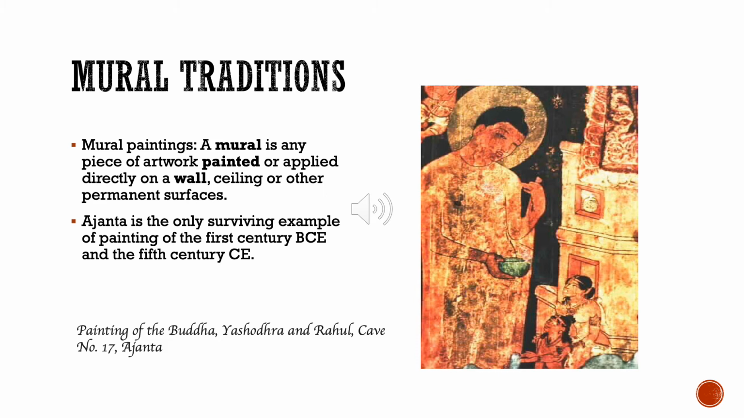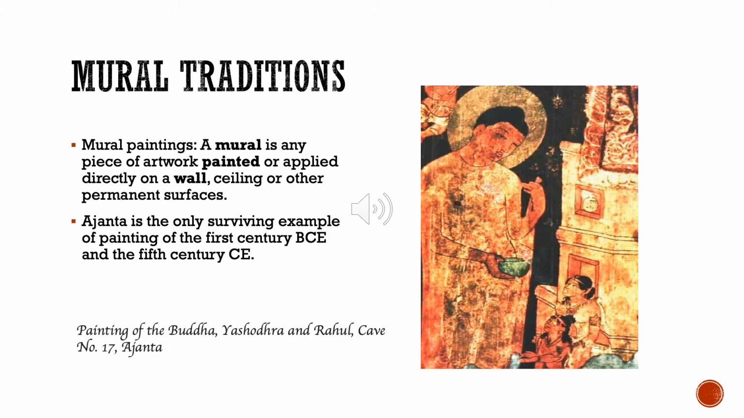Mural paintings. A mural is any piece of artwork painted or applied directly on a wall, ceiling or other permanent surfaces. Ajanta is the only surviving example of painting from the 1st century BC to the 5th century CE. The famous murals have been obtained from the Ajanta caves in Maharashtra on the Western Ghats.